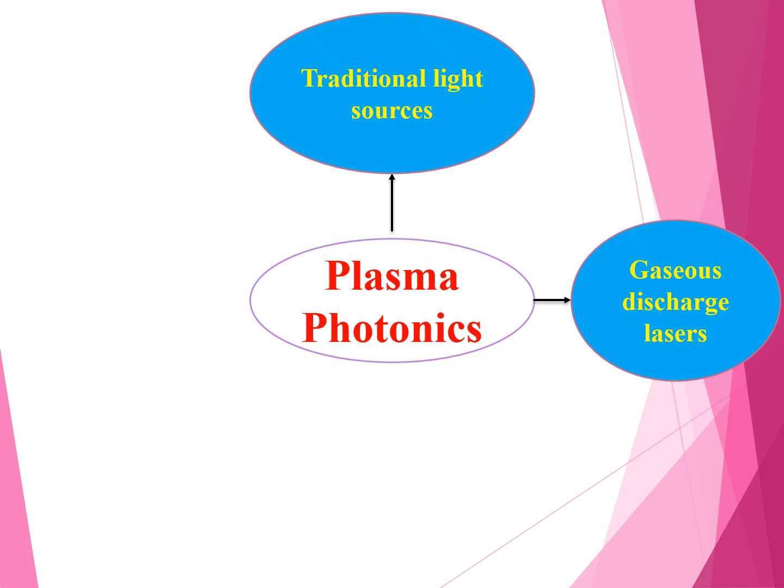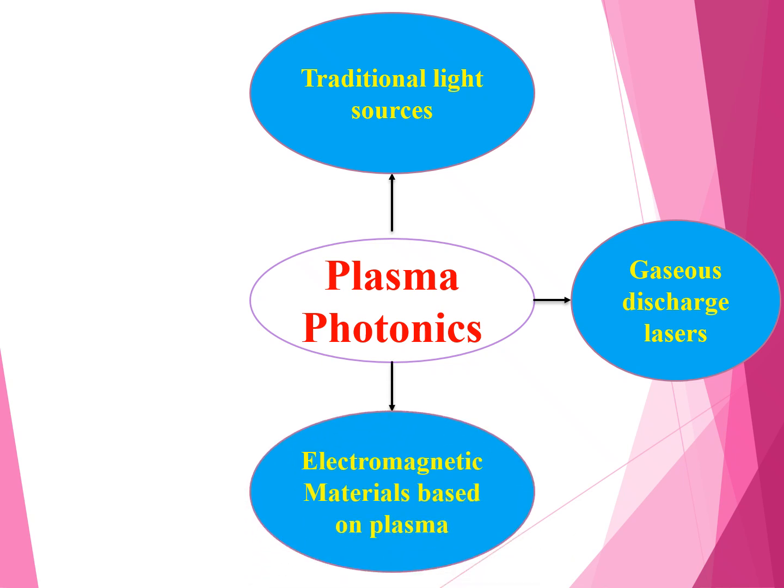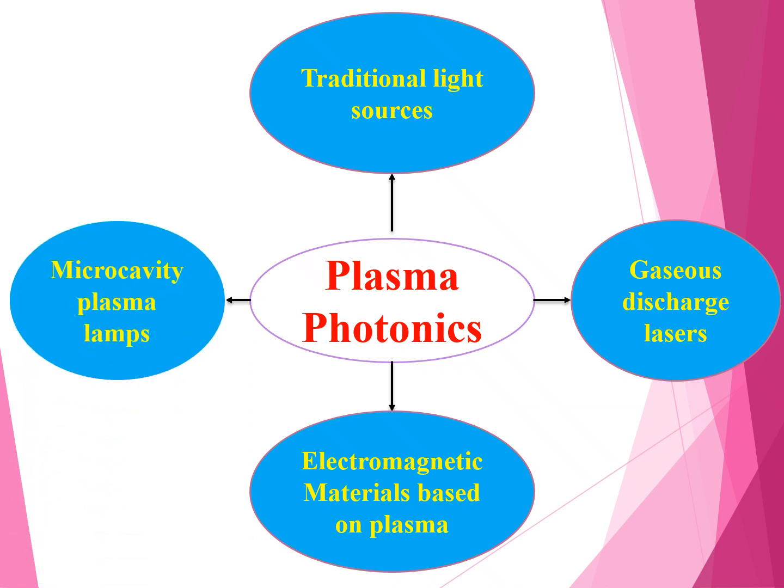The second application of plasma in the field of photonics is related to gaseous discharge lasers. The third category, which is very important, is related to electromagnetic materials which are developed based on plasma technology. And the final category is related to microcavity plasma lamps. In the following, I want to provide you some examples of applications of plasma technology in the field of plasma photonics.